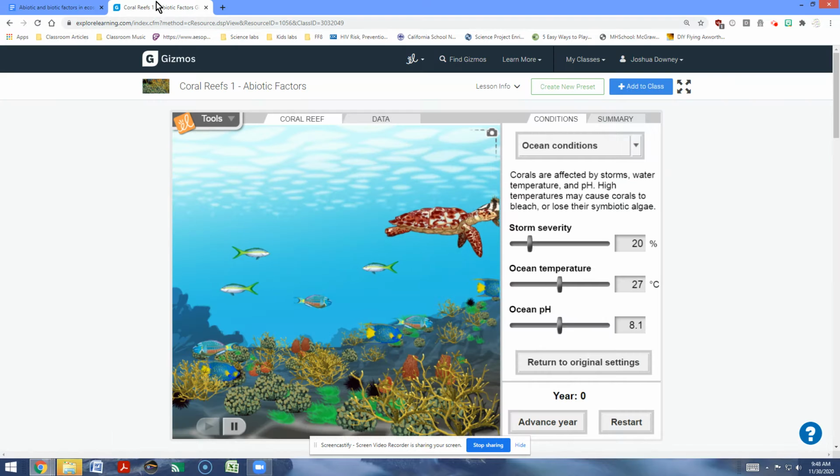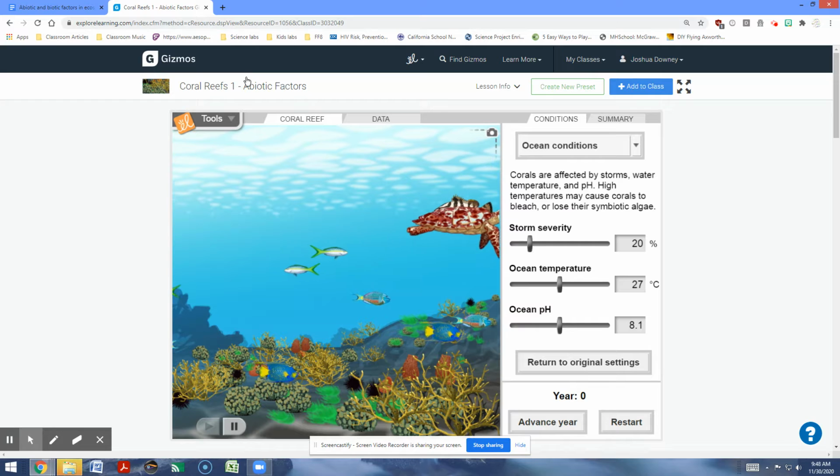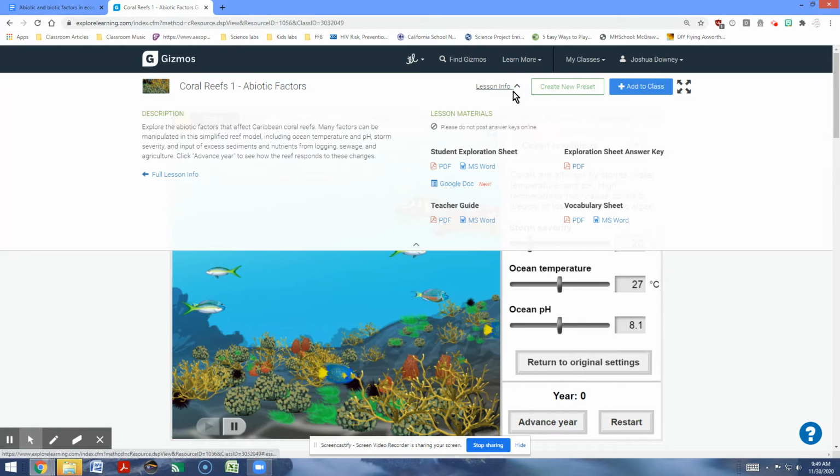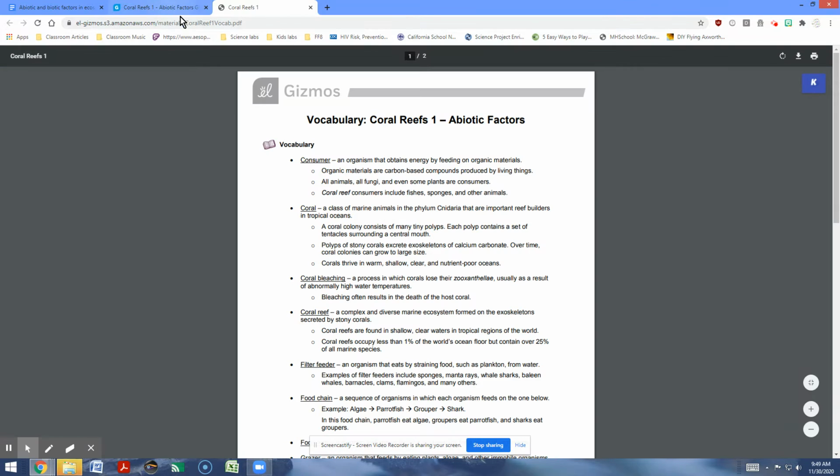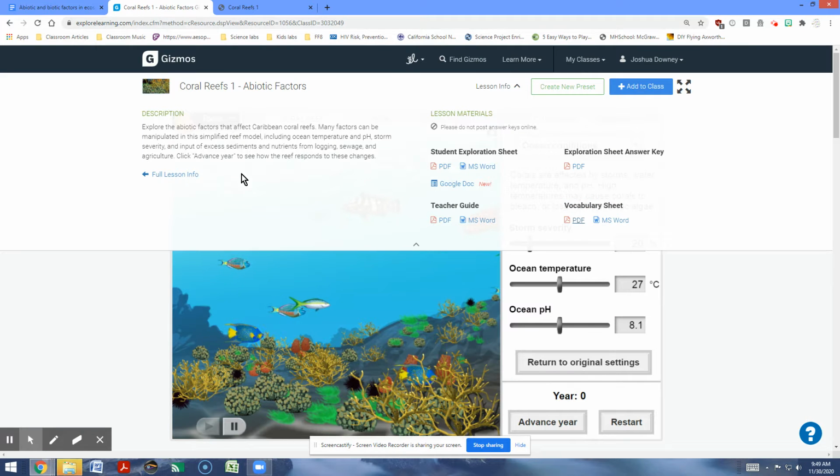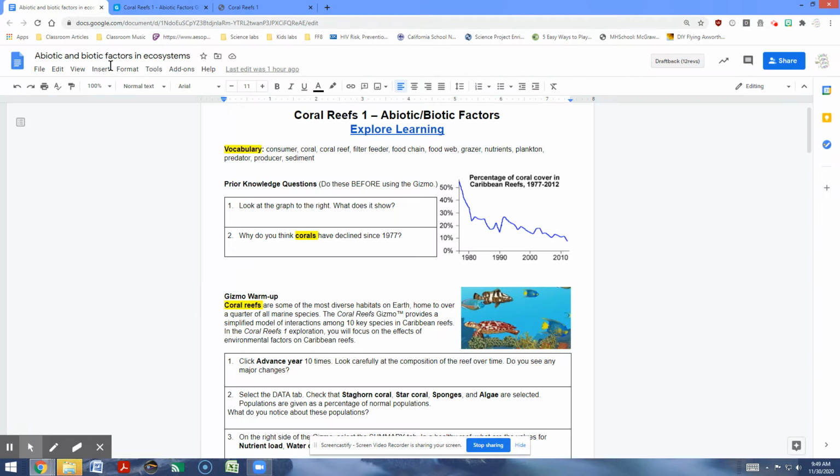Now, all of these can be fine to look up. Right here on the lesson info, you can see the vocabulary sheet right there. You can find all of the terms for this gizmo right there.